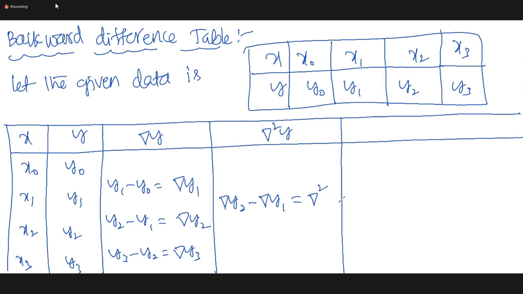Now tell me, it is del square. Del square y2 or del square y1 now?